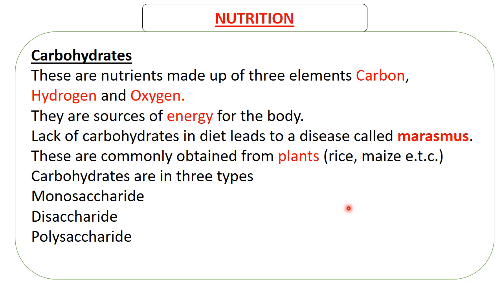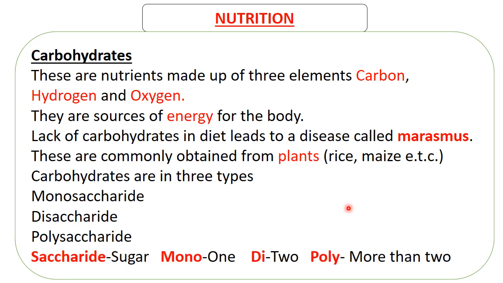Then again, mono means one. If you remember when we were doing ATP and ADP, ADP we said adenosine diphosphate. Di means two. Poly means more than two, or many. So monosaccharide means one sugar, disaccharide means two sugars, and polysaccharide means more than two sugars, or many sugars.